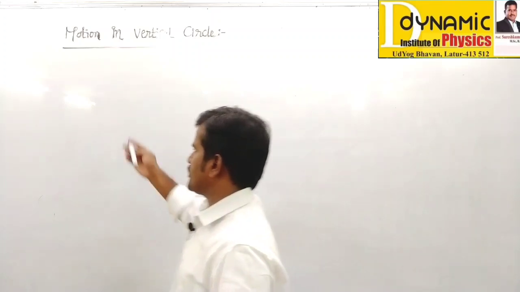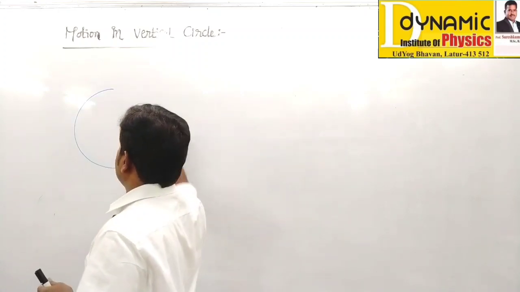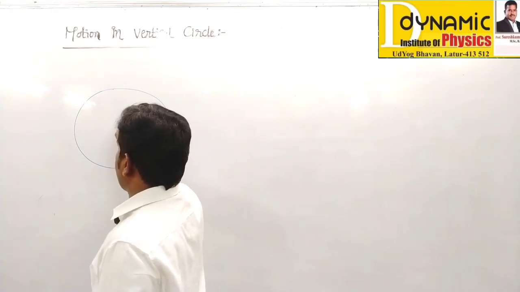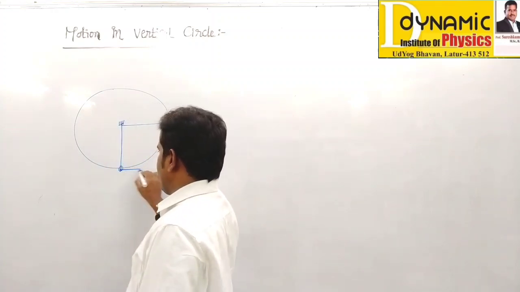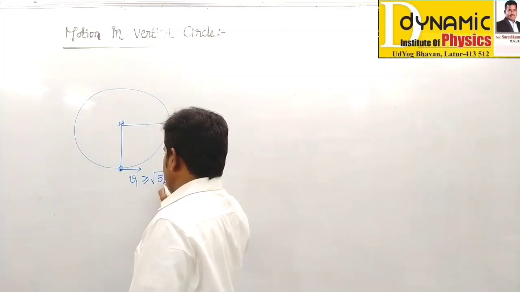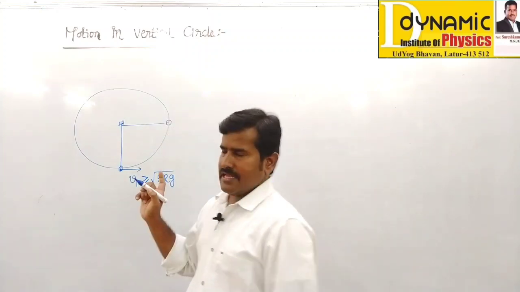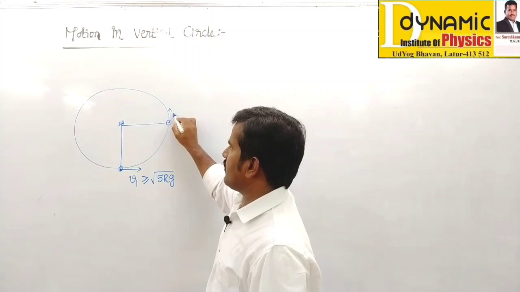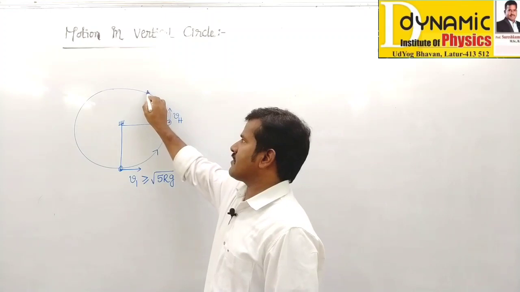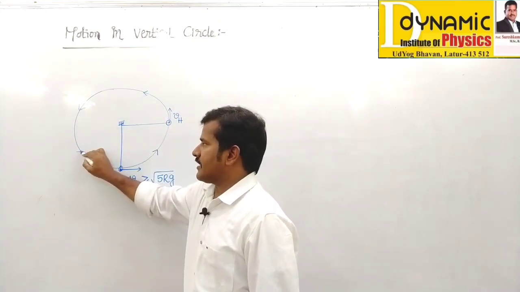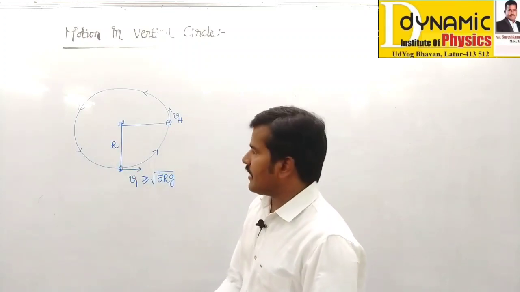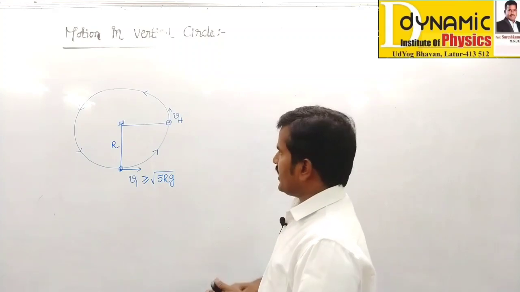Velocity at a horizontal position in the same circular path. What is the velocity at this horizontal position? Here we know the minimum velocity is root 5rg, and the maximum is more than this, and at this horizontal position we want the velocity. Using conservation of energy, in this vertical circle, the radius of the circle is r, and the velocity at the horizontal position is vh.